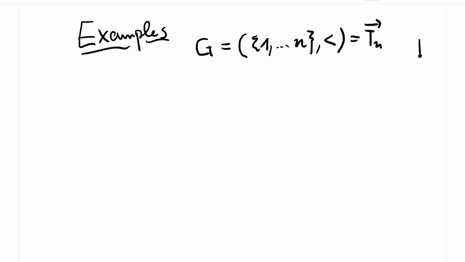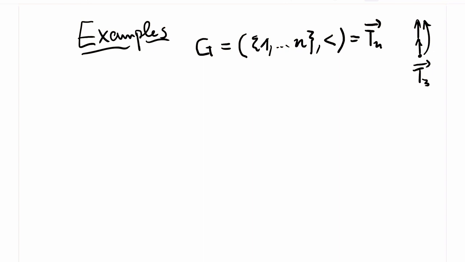Let's have a look at some more interesting polymorphisms. Suppose our digraph G is the digraph with the vertices 1 up to n, and the edge relation coincides with the order on 1 up to n. So it's actually the graph that we've also called T_n in the course. So recall T_3 looks like that. That's T_3.